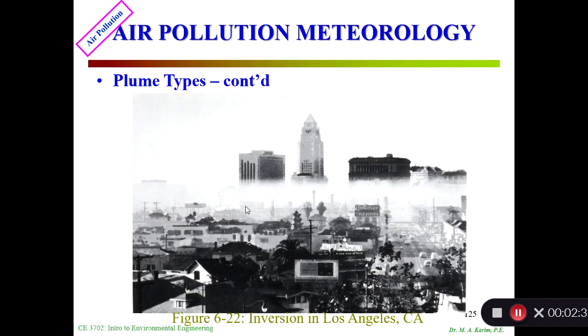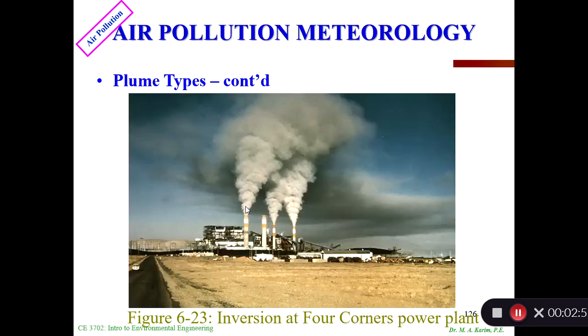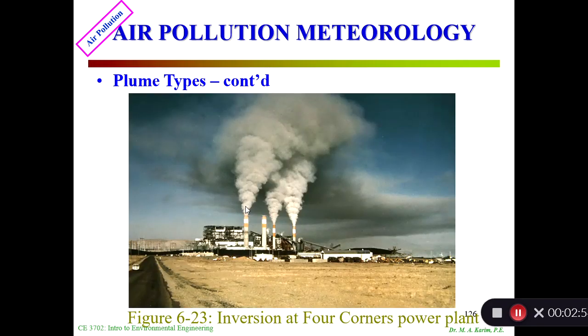So this is the inversion in Los Angeles, California. You see something happening because of the temperature. Temperature increasing with the elevation becomes the inversion, and inversion is bad for us because it pushes the air pollutant towards the ground surface. This is the inversion at Four Corners power plant. You see what is happening: it is going this way, then coming down. So these are practical examples of what happens.